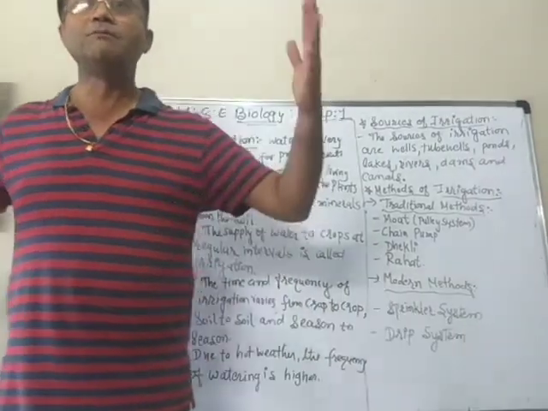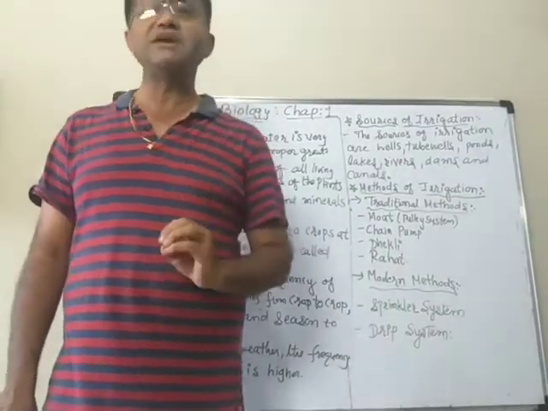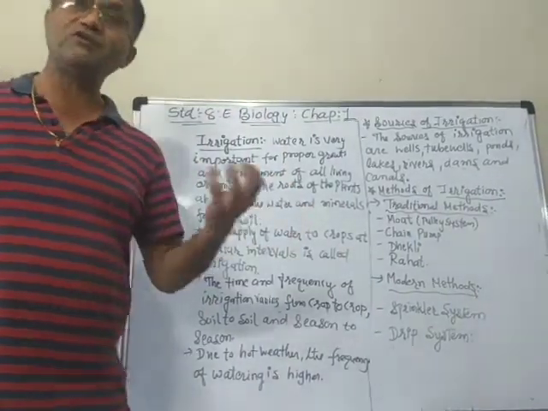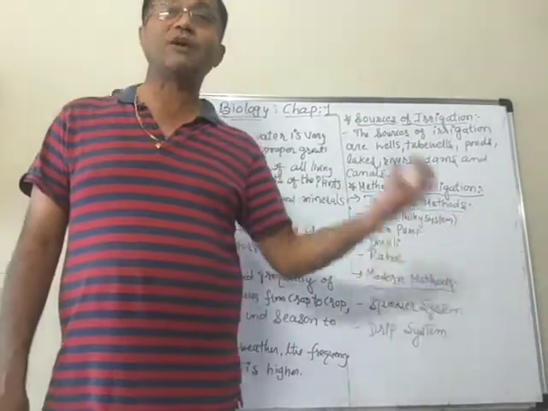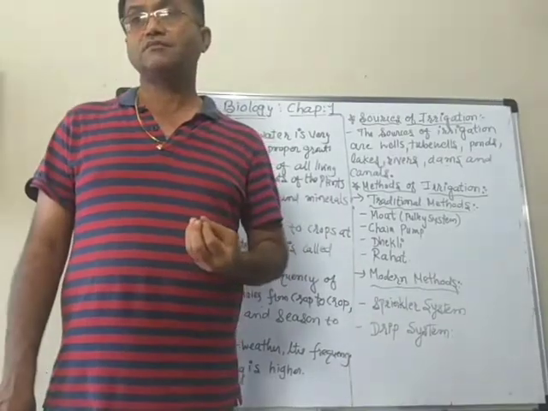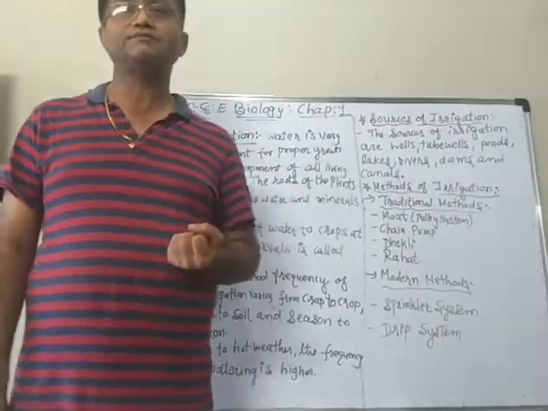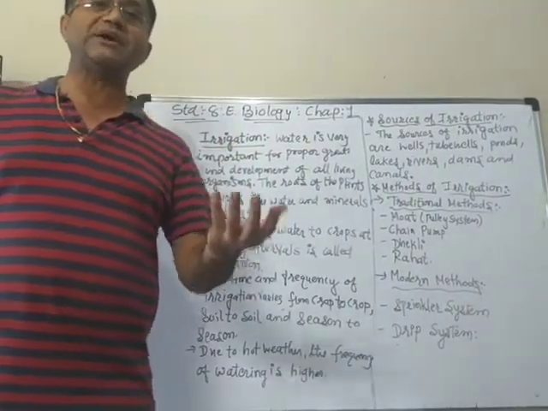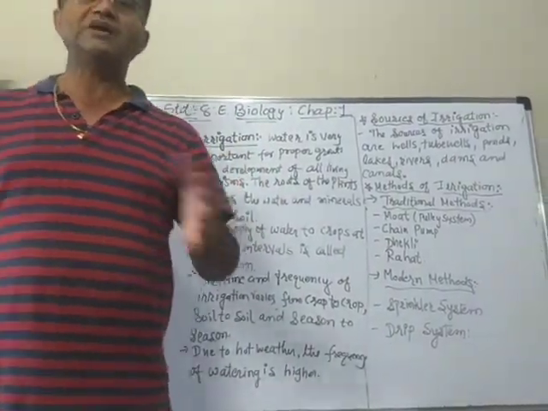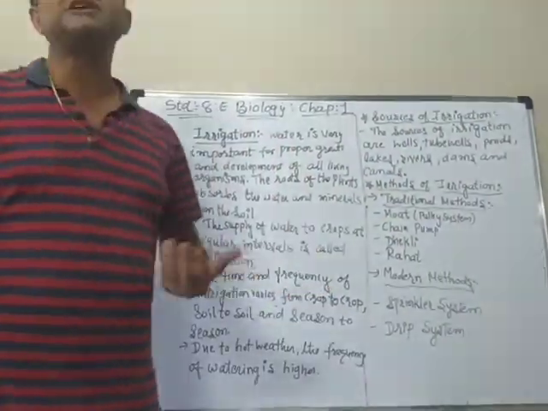Some crops need much water. Some need medium. Some need very less water. So it varies from crop to crop, from soil to soil. Means if the soil is very dry or sandy soil, then they need more water. If it is a different type of soil, it needs medium water. So the amount of water depends on the soil to soil also, and season to season.